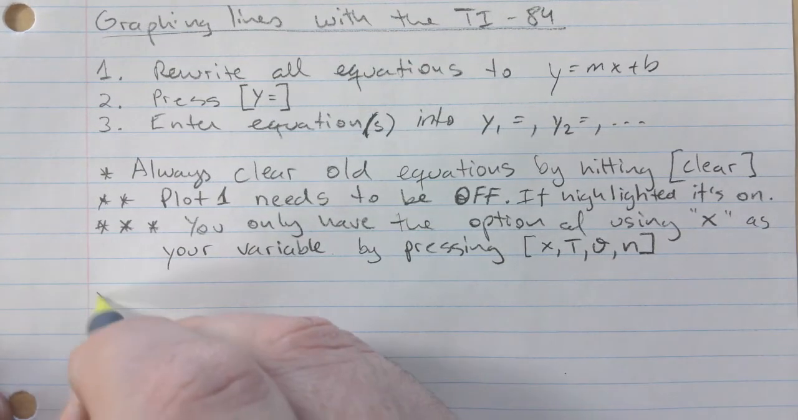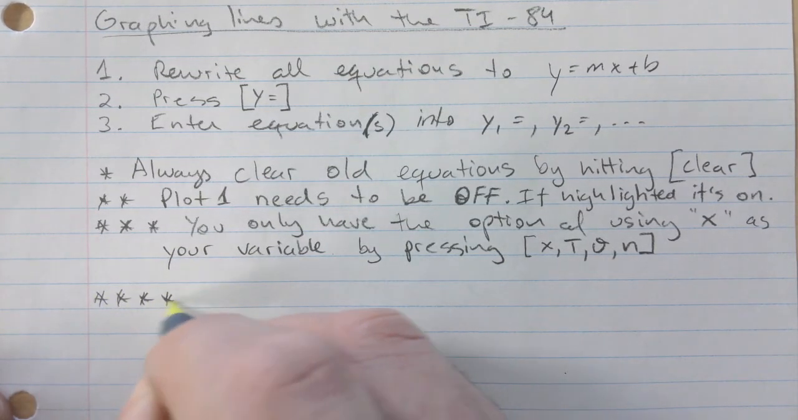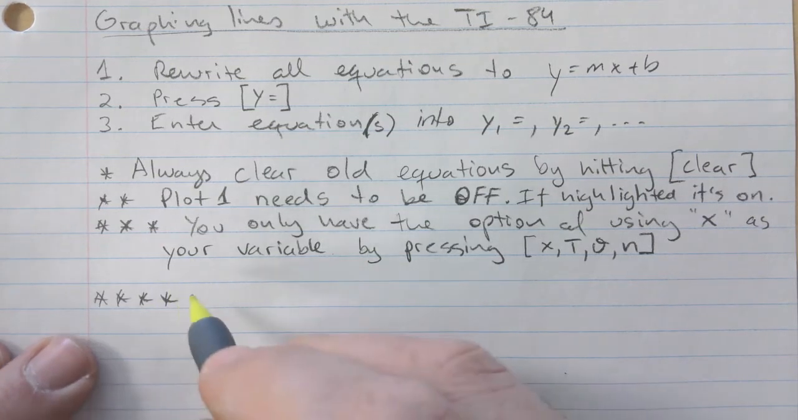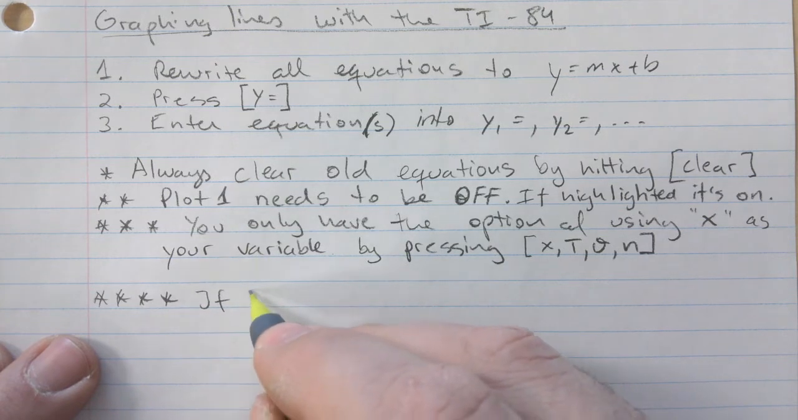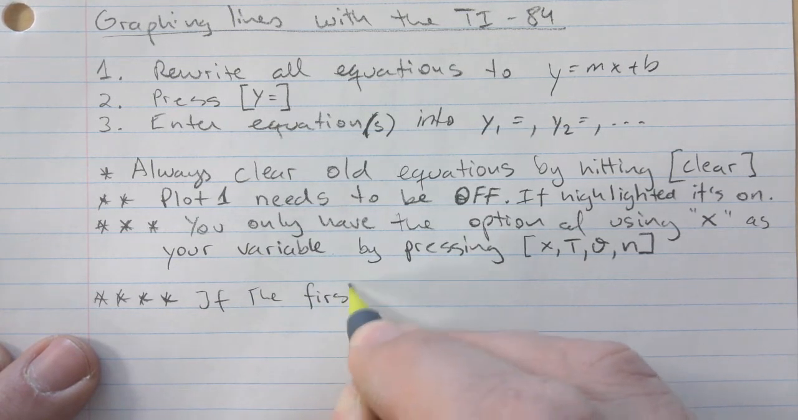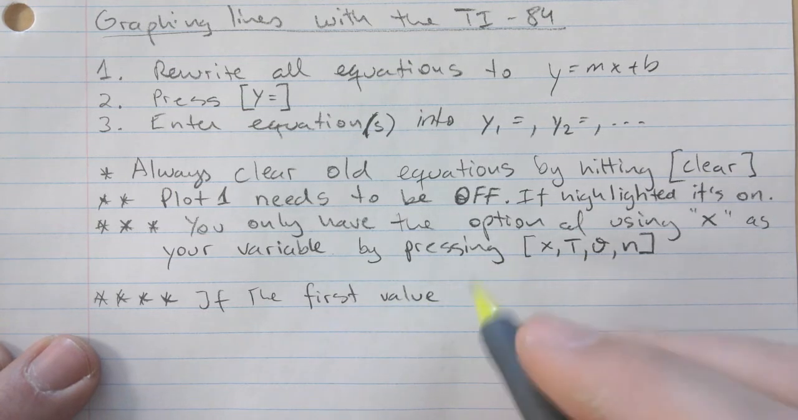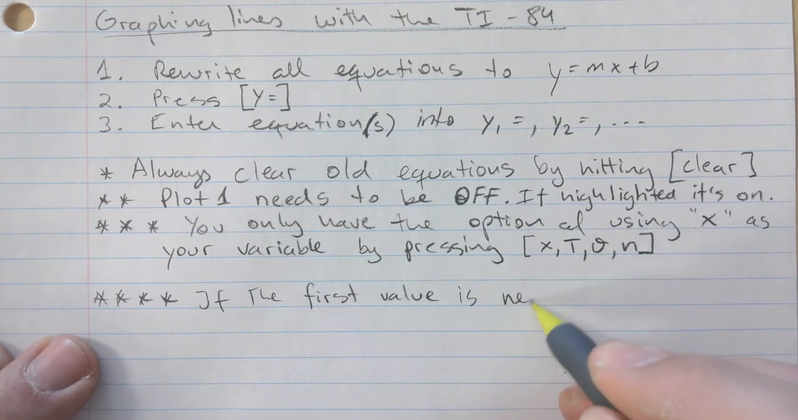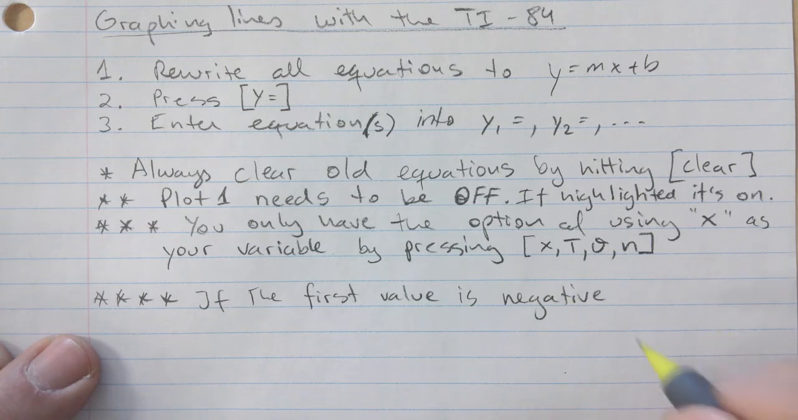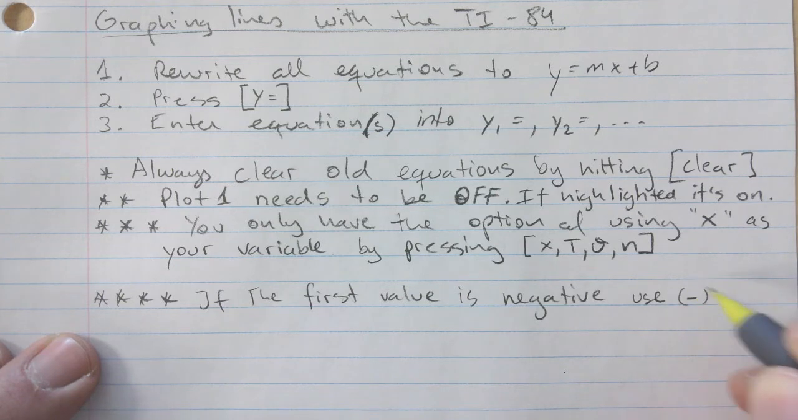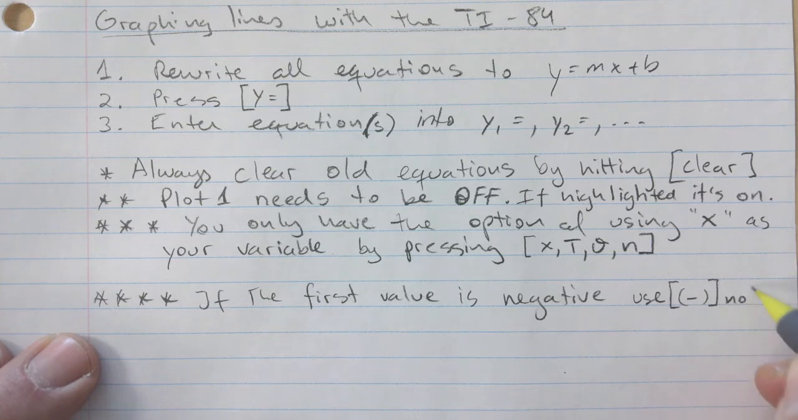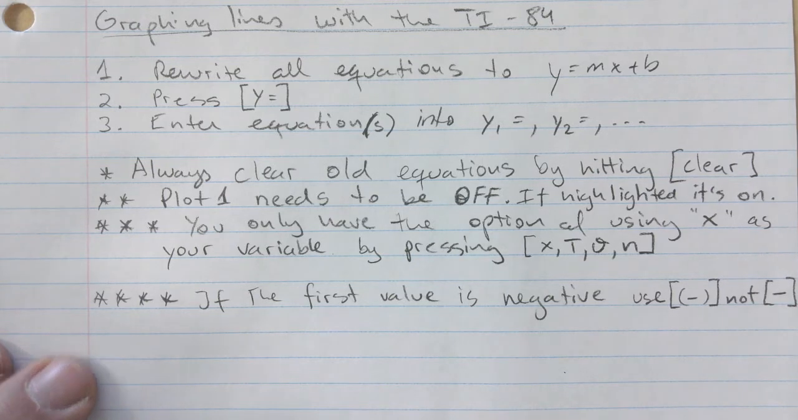And the last one, 4 stars. Is this like a review or something? Reviewing how good the class is? If the first value is negative, we call the first value the leading coefficient, right? Use this button, not the other button, which is a negative just like that without the round brackets around it.